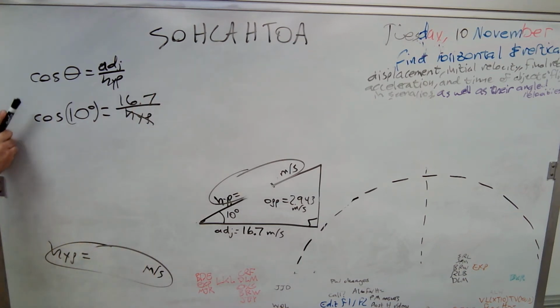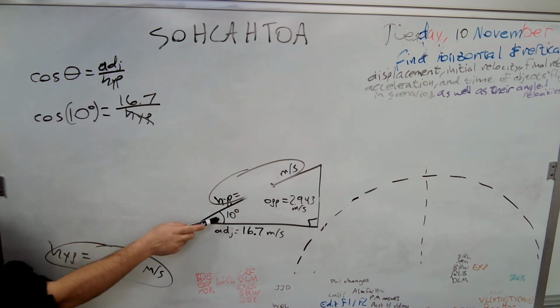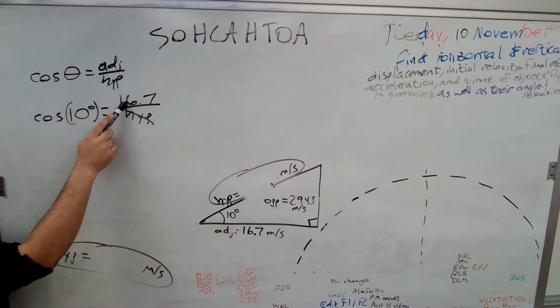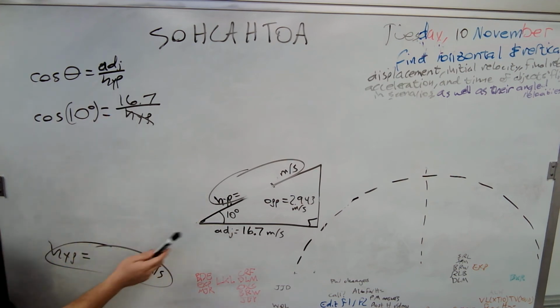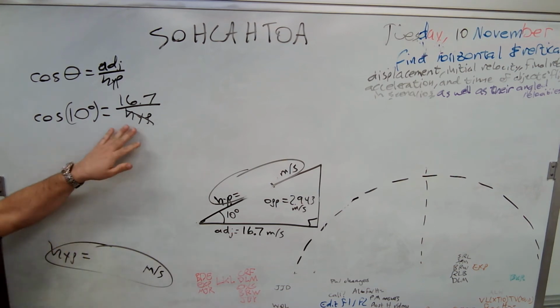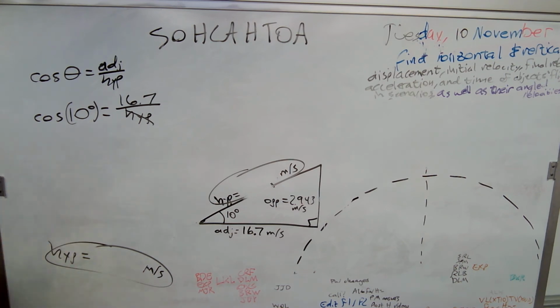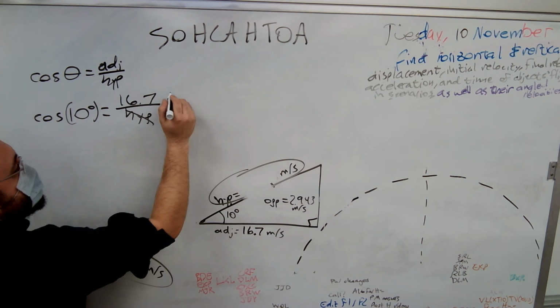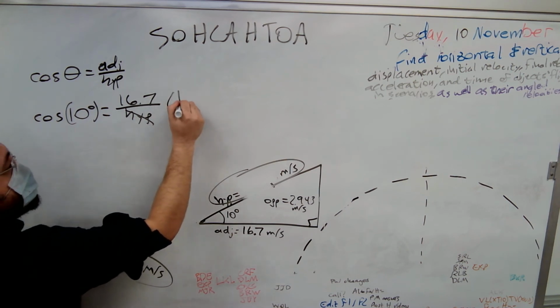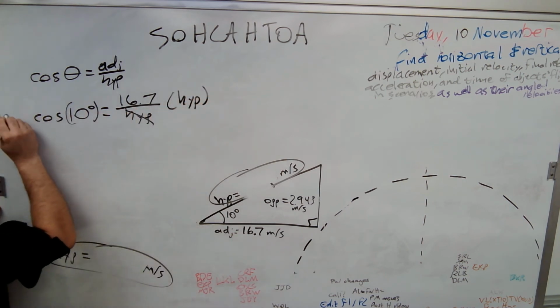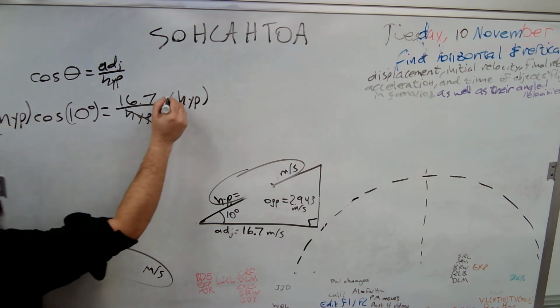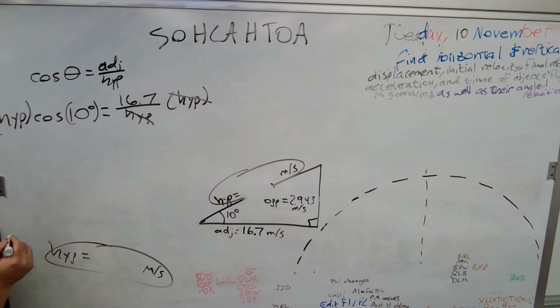So I wrote my formula and I plugged in my angle for theta was 10. My adjacent side was 16.7. And now I need to solve it. Remember when what you're looking for is in the denominator here, like hypotenuse is? You've got to get it out of there. It just makes it too difficult. So it says divided by hypotenuse. I'll multiply both sides by hypotenuse to get that out of there. And those cancel.